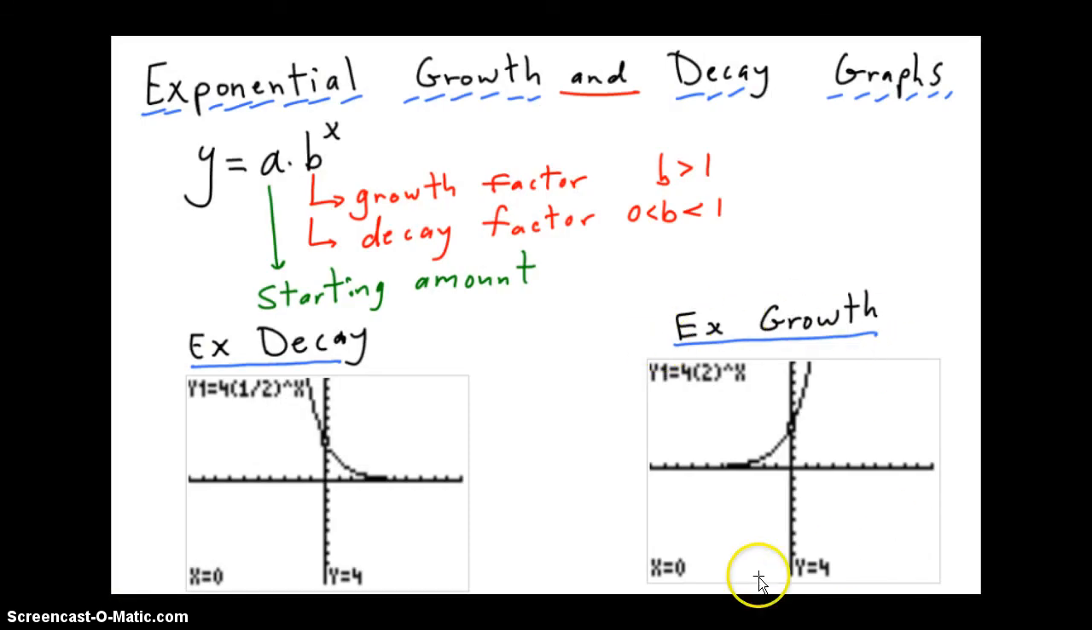So now you see the example of exponential growth, where the graph increases from left to right, and the example of exponential decay, where the function decreases from left to right, both of which are controlled by this growth or decay factor b, depending on the value of b. The starting amount is the a value, the number in the front, in which case both functions have an a value of 4.